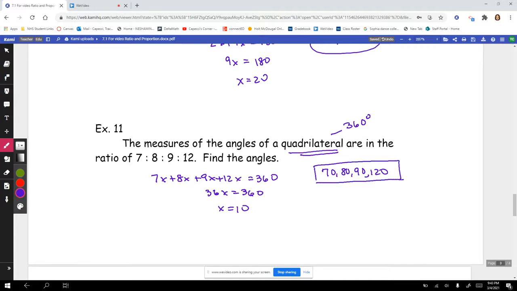Now, again, in this case, the question said, find all the angles. It could have said, give me the measurement of the smallest angle, or give me the measurement of the largest angle. So there's a lot of different ways the final question could be worded.